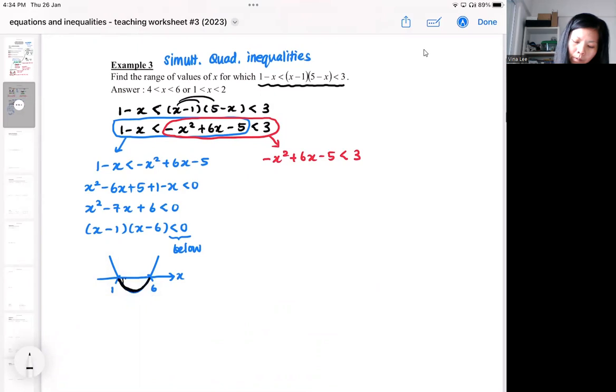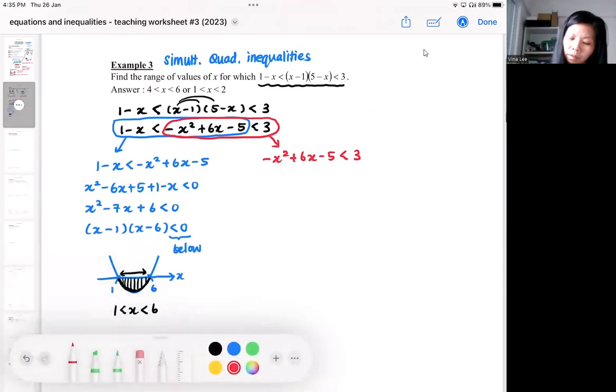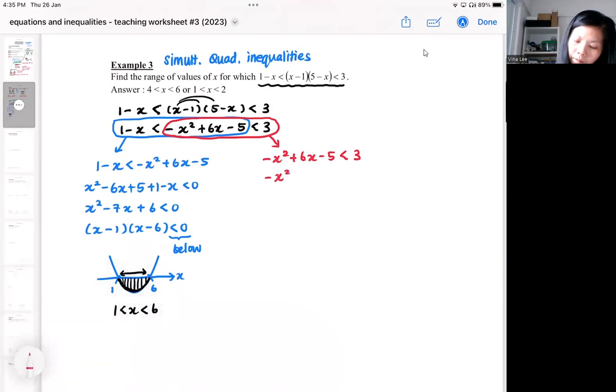And it corresponds, look at the x value, it corresponds to 1 to 6. So this is the portion that is below the x-axis. So that solves my first inequality. So I'm going to go to the next one.